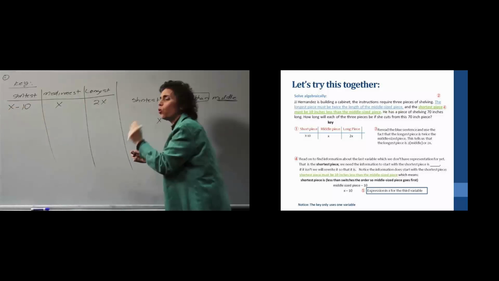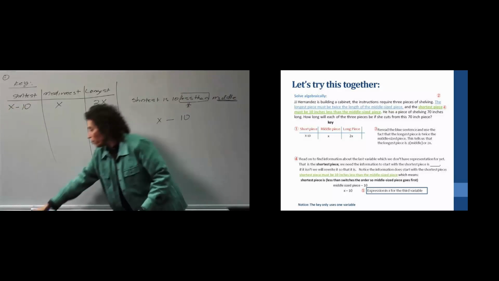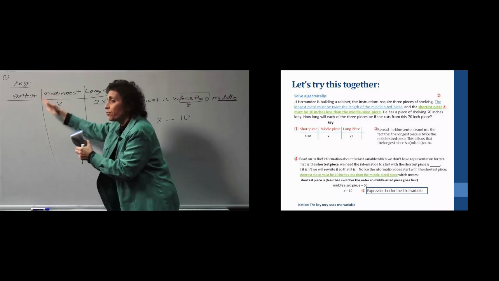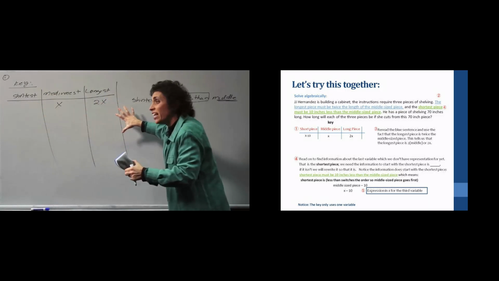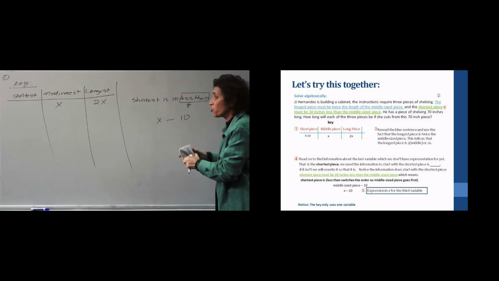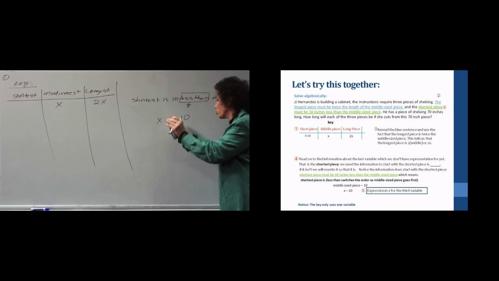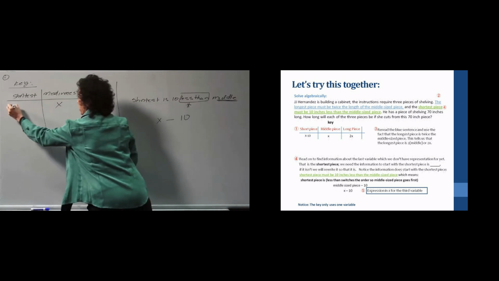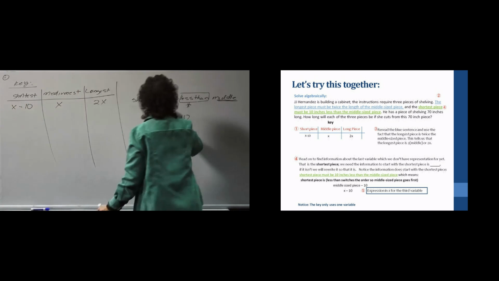Now here's what's really cool about this. Remember the blank we just had? We wanted information about the shortest piece to finish this key, and we have it. It's right there. It gave us information directly about that shortest piece. That's really awesome, because if it didn't, we'd have to do something else. Okay, so we have X minus 10. So now our key is ready.